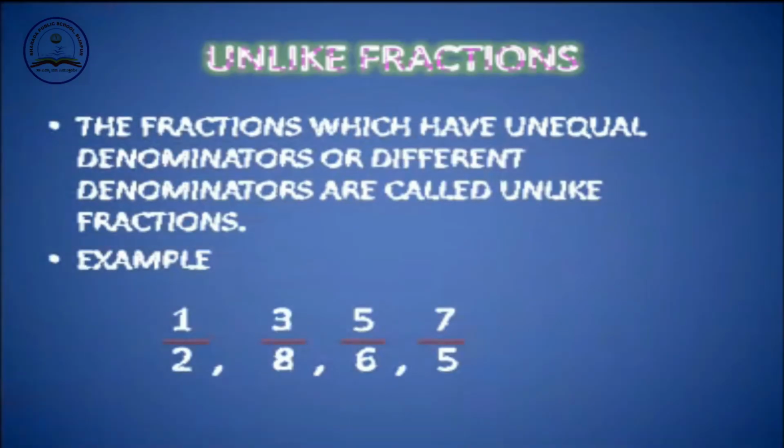Unlike fractions. The fractions which have unequal or different denominators are called unlike fractions. Example, 1 by 2, 3 by 8, 5 by 6, 7 by 5. Equivalent fractions. Fractions that have the same value are called equivalent fractions. Example, 1 by 2 is equivalent to 2 by 4.